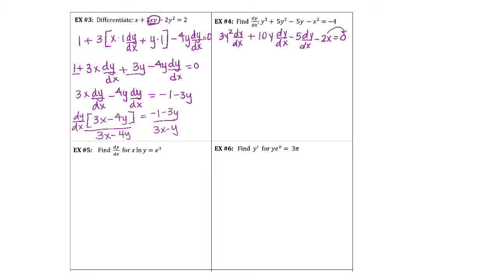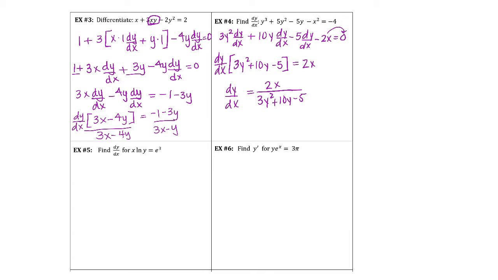And then I'm going to move this 2 over. So I'm going to do a couple of steps all together. We have our dy/dx, and inside I have 3y squared plus 10y minus 5 equals 2x. I went ahead and moved that over, and now I'm going to divide. So I have dy/dx equals 2x over 3y squared plus 10y minus 5. All right, moving on.